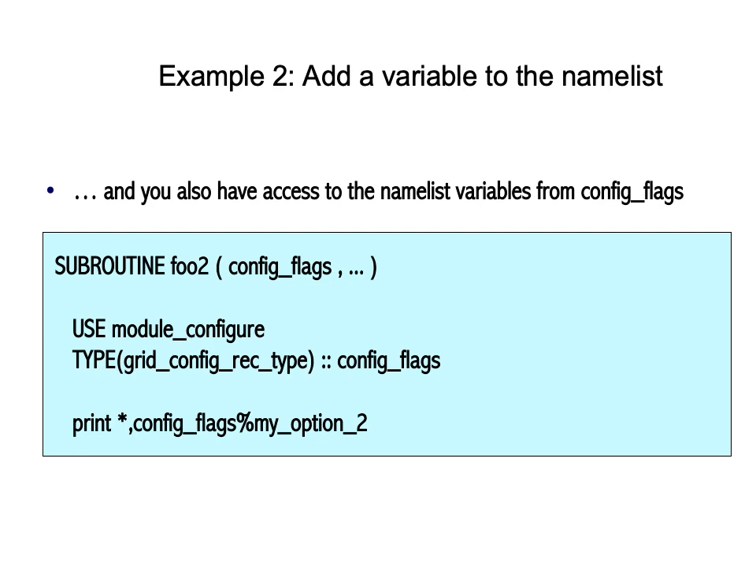When you're dealing with config_flags, when you're dealing with grid%, if a variable has multiple entries, one entry per domain, config_flags and grid will only show you the entry for that particular domain.